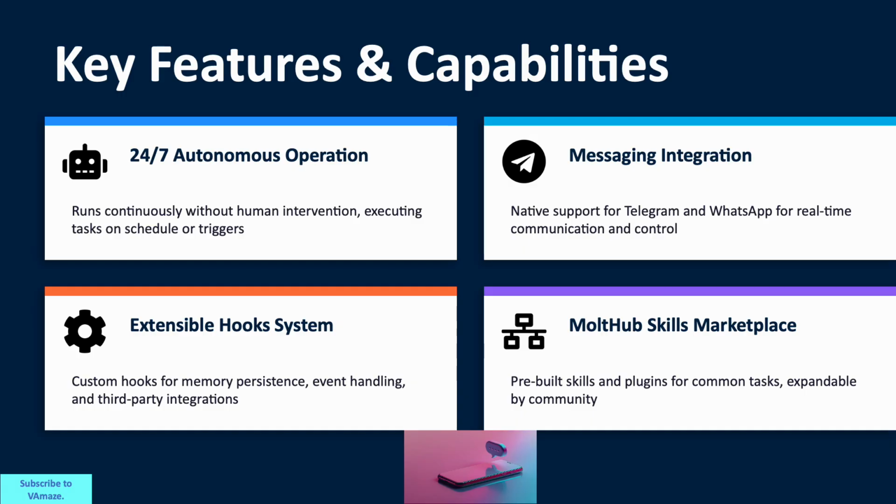Third, the extensible hook system. This is where OpenClaw really shines for developers. You can create custom hooks for memory persistence, event handling, and third-party integrations. Want your agent to remember context between conversations? There's a hook for that.